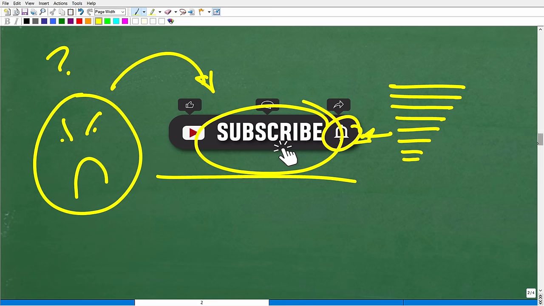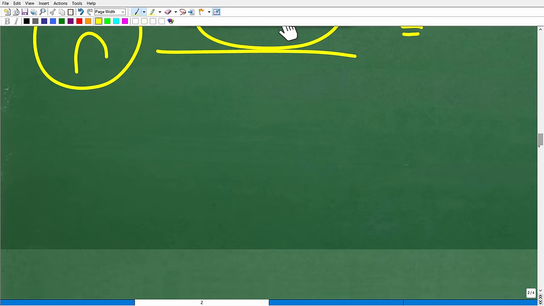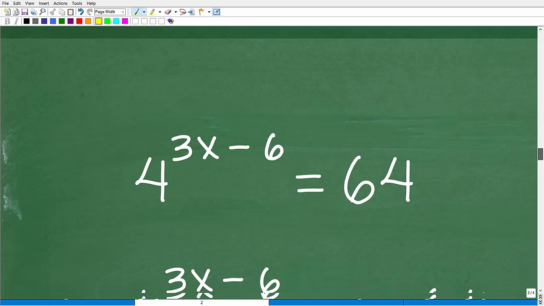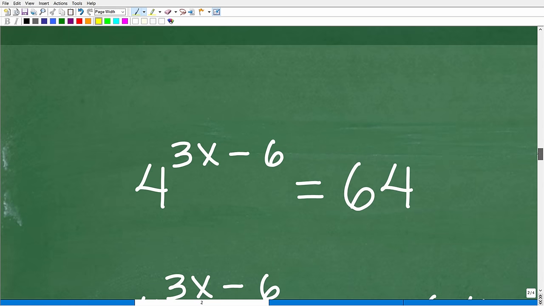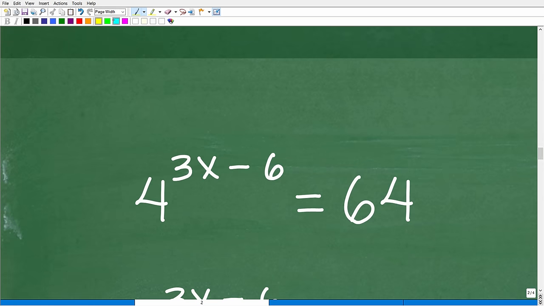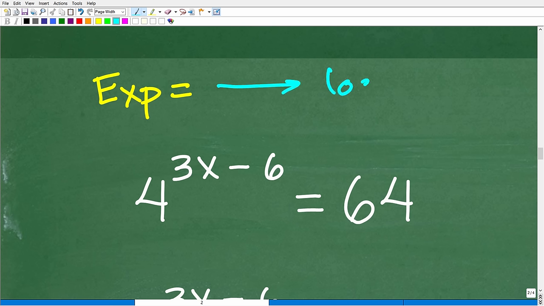Okay, so now let's get back to this problem. And now I'm going to show you a fancy way to solve this equation. All right, now, when you study this level of algebra, you have different types of equations in algebra. What we're studying here is exponential equations, because we're looking to solve for the variable in the exponent, okay? Now, when you have an exponential equation, you need to think in terms of logarithms, okay?